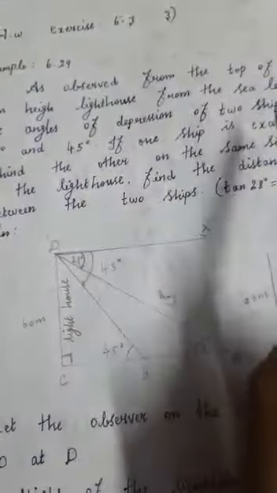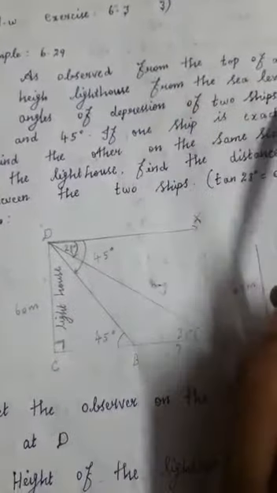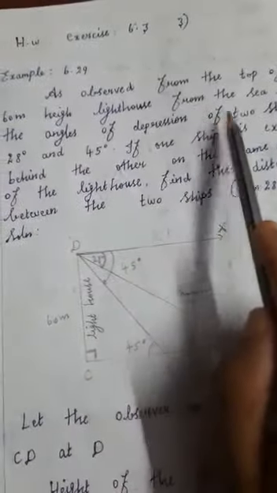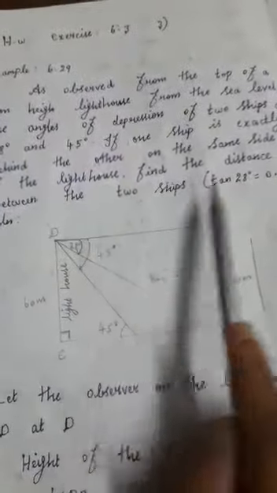Angle of depression means, you know, from the top to the bottom only. So here from the top of the lighthouse they are looking at the two ships. The two ships are on the same side of the lighthouse. One ship is exactly behind the other. They are looking at the two ships at a 28 degree angle and a 45 degree angle. In our question they have asked us to find the distance between the two ships. So that is the question.